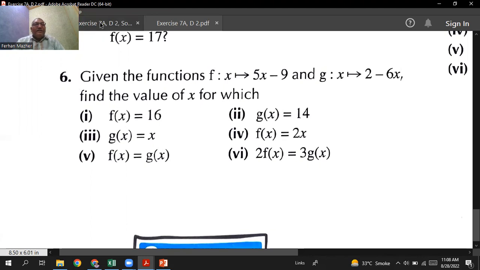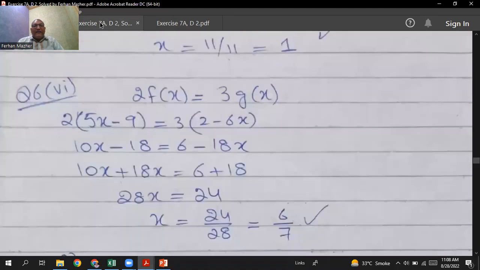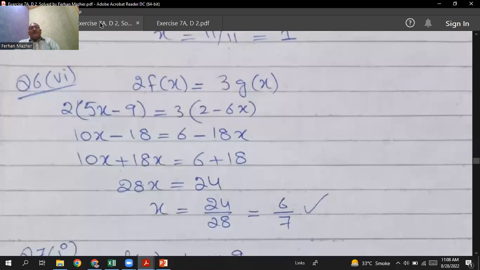Okay, very simple. So here we go. 2 times f of x is equals to 3 times g of x. So it means 2 bracket 5x minus 9 equals to 3 bracket 2 minus 6x, and it will be 10x minus 18 equals to 6 minus 18x.